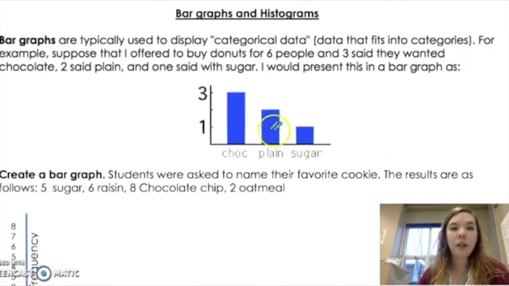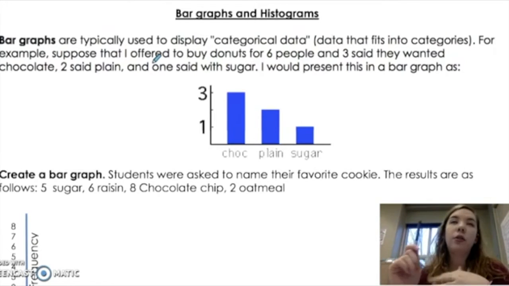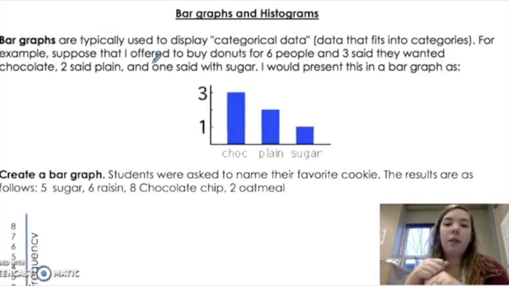All right, bar graphs and histograms. Bar graphs are used to display categorical data. So usually something that's not a number, but fits into a category. So if you collect data on pets or favorite type of ice cream, all of those are categories and they don't have a number assigned to them. So we use bar graphs a lot for those.